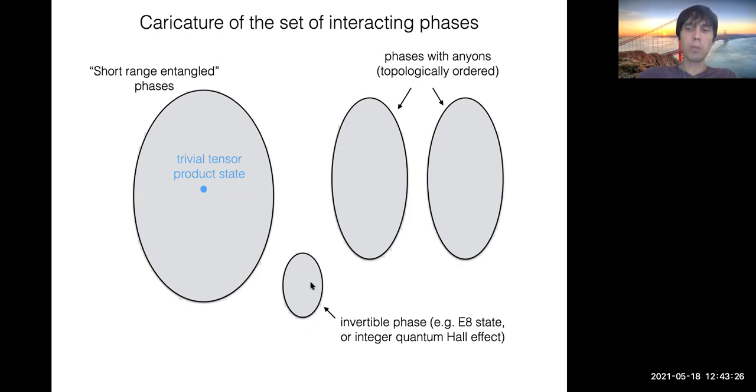These are so-called invertible phases. But my point is really that I want to focus on these short-range entangled phases for now. So these are basically states which are not very far away from the trivial tensor product state. They're continuously connected to a trivial tensor product state.